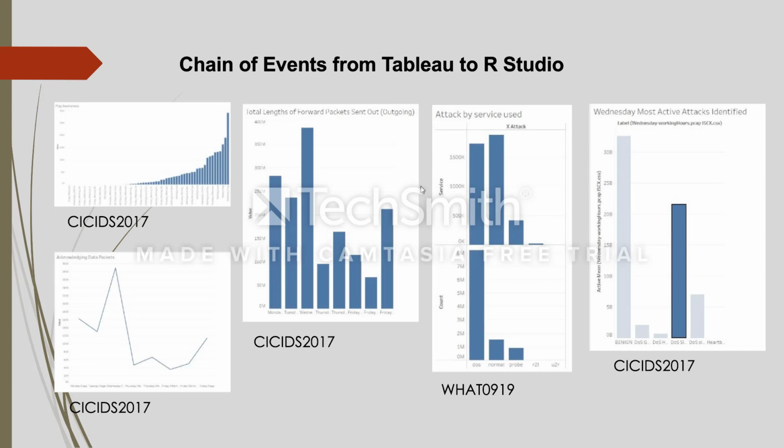The chain of events started from identifying the day that had the most activity. This first graph points out that Wednesday had the most network activity, which is suspicious as the rest of the days have lower activity, like a bar graph in between.